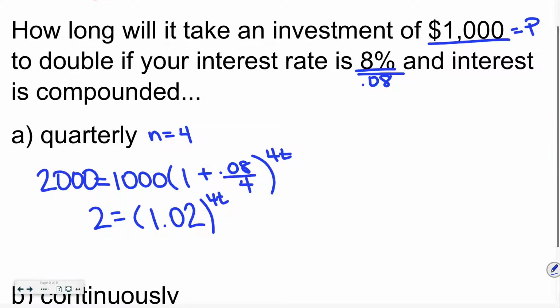Now we have our base to the power isolated, so we can change forms. Log base 1.02 of 2 equals 4t. Please calculate how many years this is going to take.